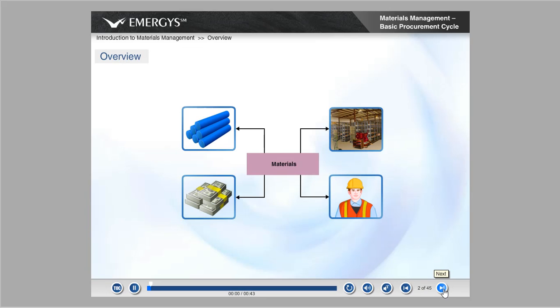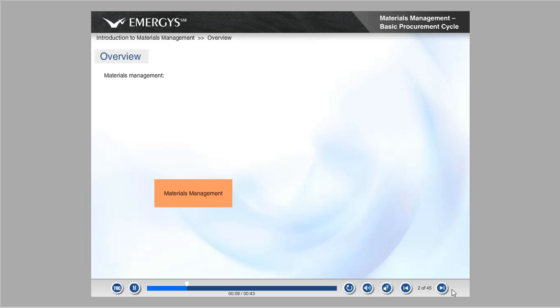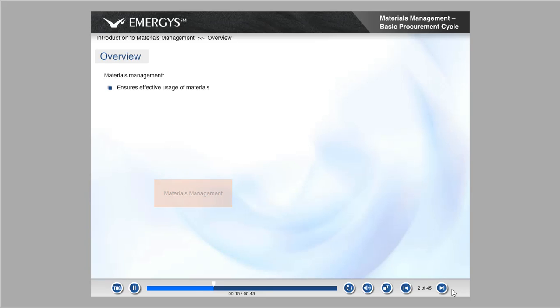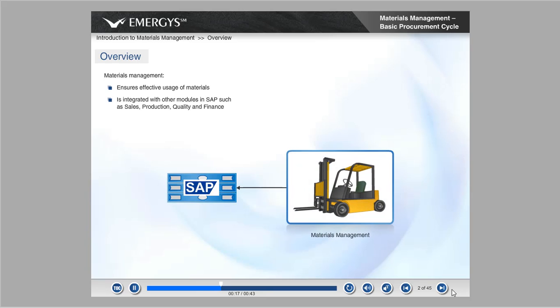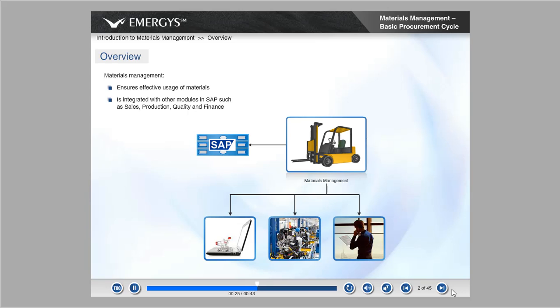Materials are one of the most important set of resources in an enterprise and a key to the master data in SAP. Materials management helps you to ensure effective usage of the materials in your business. In the SAP system, the Materials Management or MM module is fully integrated with the other modules such as Sales and Distribution, Production Planning, Quality Management, and Finance and Controlling.